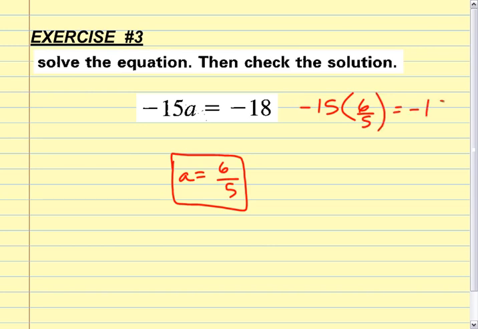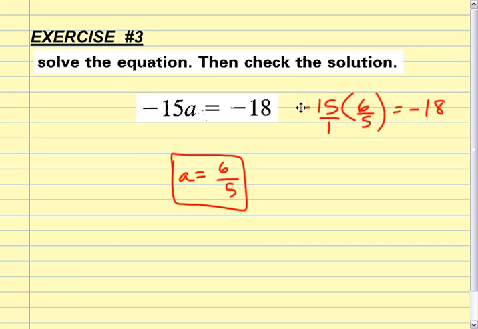is equal to negative 18. Now, when I'm multiplying a number by a fraction, I go ahead and make it a fraction too, just by putting it over 1. Before I multiply this, what do I want to do? I always try to do this before I multiply fractions. Common denominator? No, I do not need a common denominator to multiply fractions. I need a common denominator to add them, but not to multiply them.